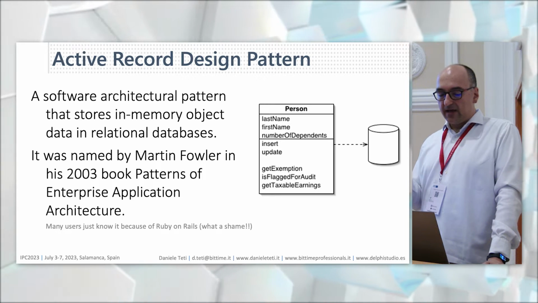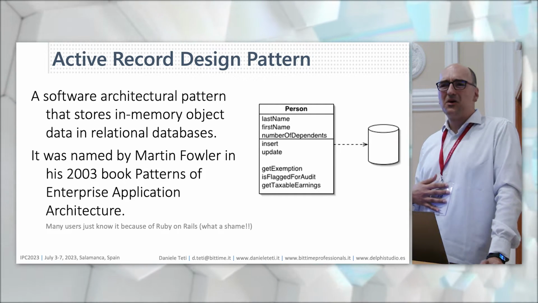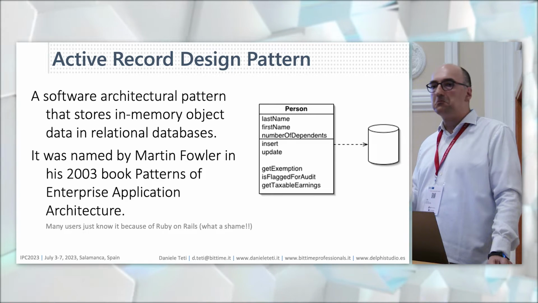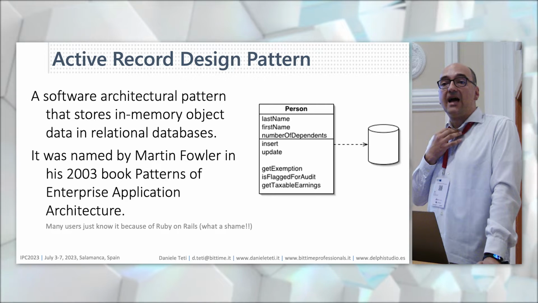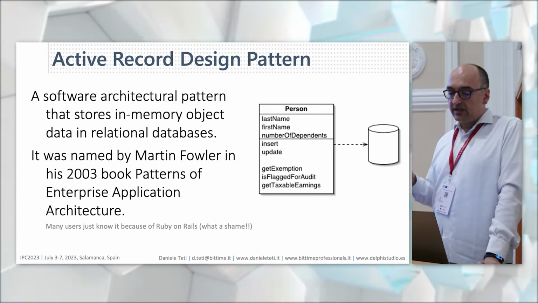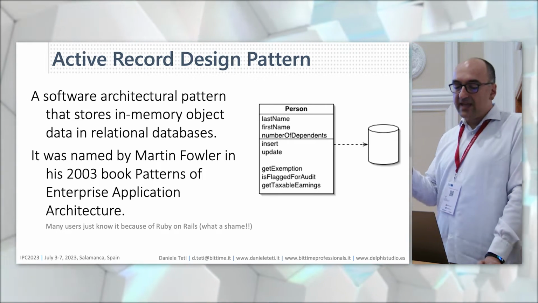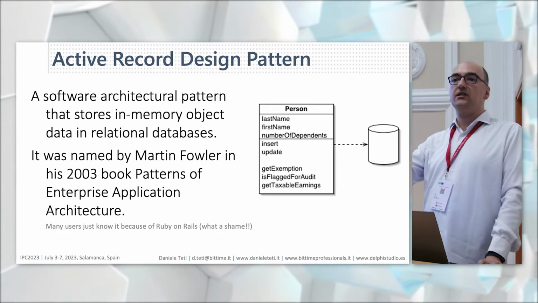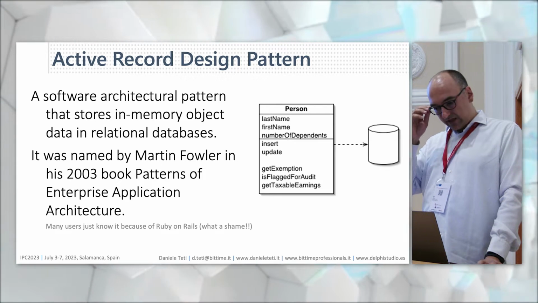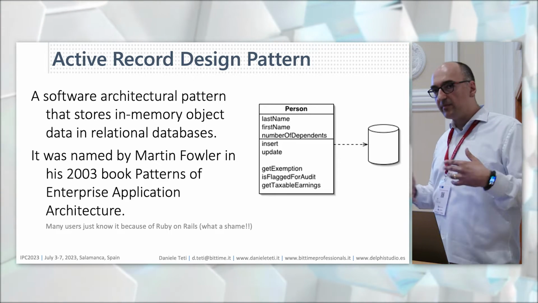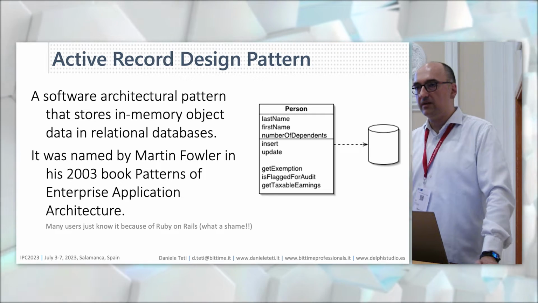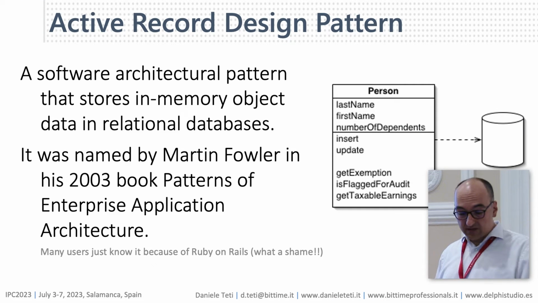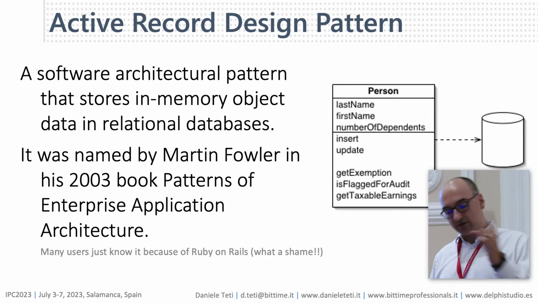One of these patterns, which is not new, and not necessarily the best, it's just one of them. One of the design patterns to handle business logic is called Active Record. Active Record is a software architectural pattern that stores in-memory object data in a relational database. The name is active because there is also the passive. No, it's just active. It was named by Martin Fowler in his great book of 20 years ago, Patterns of Enterprise Application Architecture.